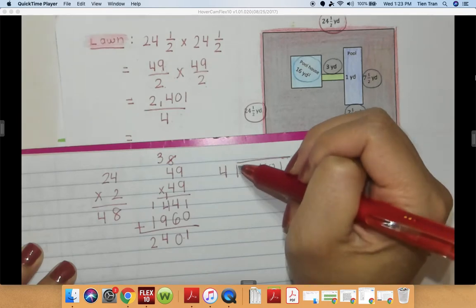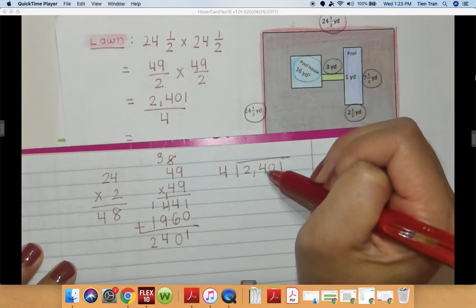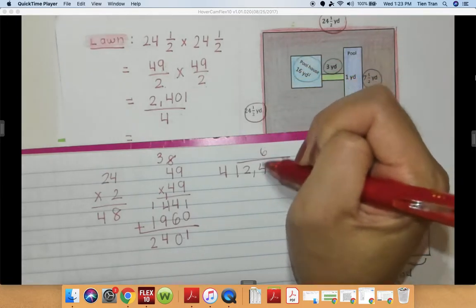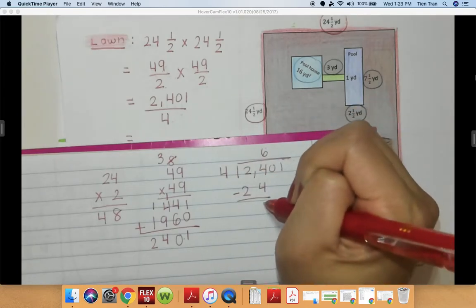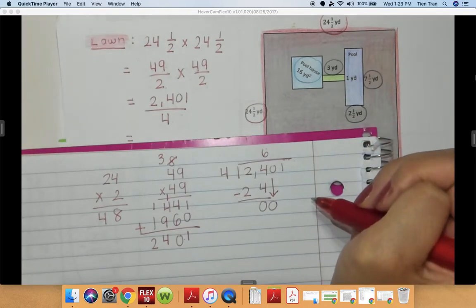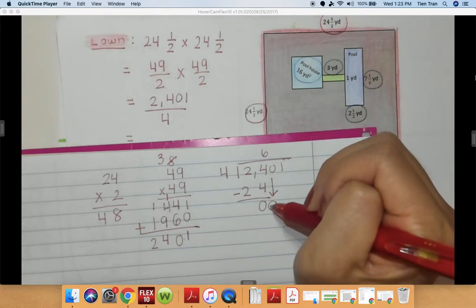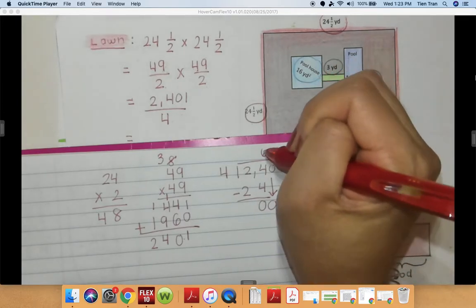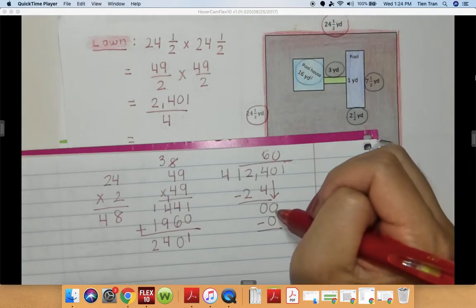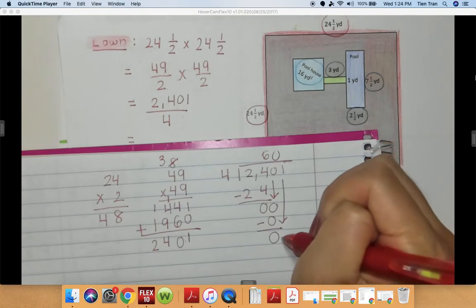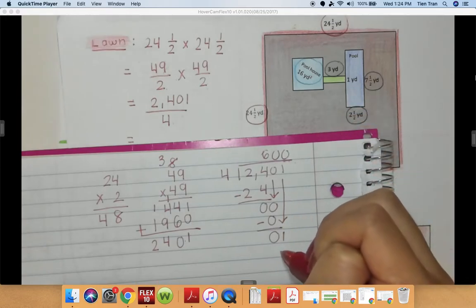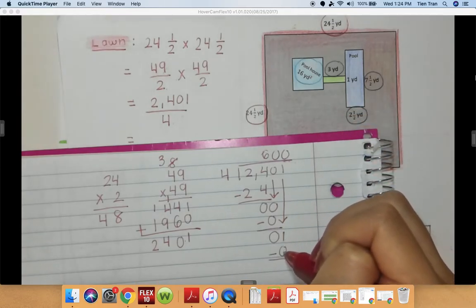I need to figure out how many times 4 goes into 24. I know 4 can't go into 2, that's why I'm jumping to 24. So 4 times 6 is equal to 24. Going to subtract. 24 minus 24 is equal to 0. I bring down my next number, which is also a 0. 4 goes into 0 0 times, so I'm going to multiply 4 times 0, which is equal to 0. 0 minus 0 is still going to give me 0, so I'm going to bring down my 1. And 4 goes into 1 0 times, so I'm going to subtract. 1 minus 0 is equal to 1.